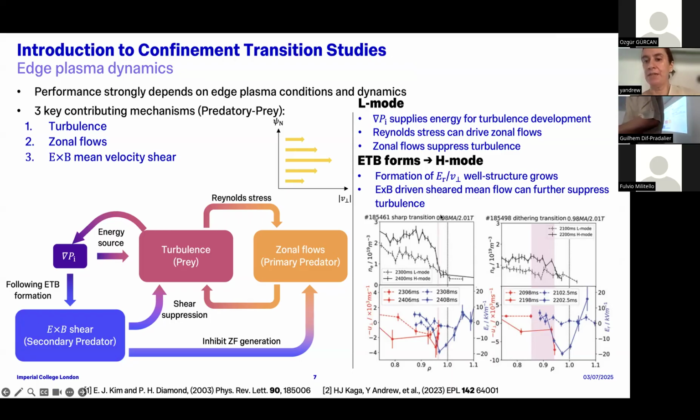This is an example of a sharp transition, and on the right we have an example of a dithering transition. If we look at this sharp transition, we've overplotted here in blue the radial electric field measurement from the charge exchange diagnostic. The dotted lines are the L mode profile, and the solid line shows the H mode profile. You can see very clearly the formation of this steep E region. These gradients in the E region, or the Er well as it's famously known, drive the shear flow velocity in the H mode for suppressing turbulence.